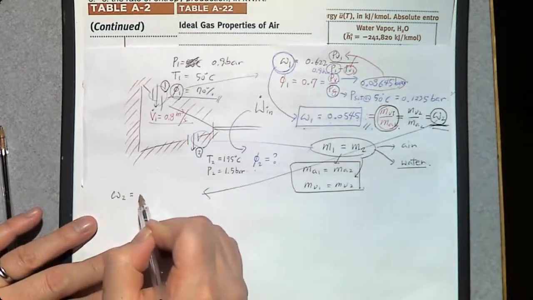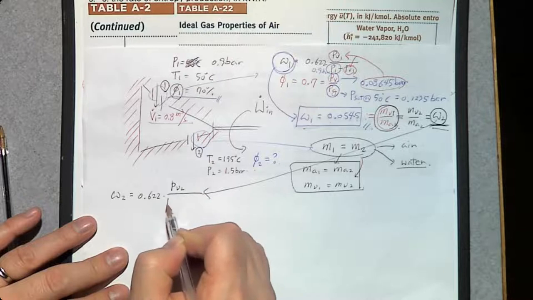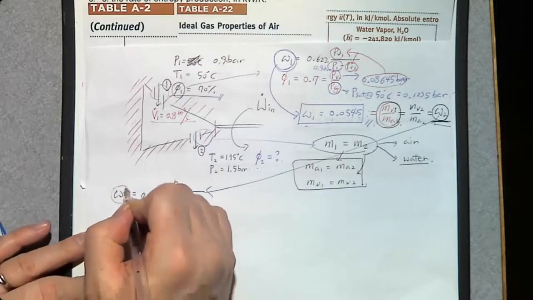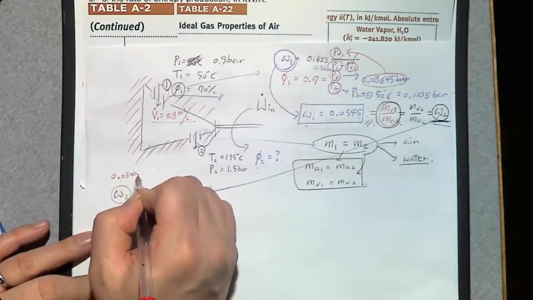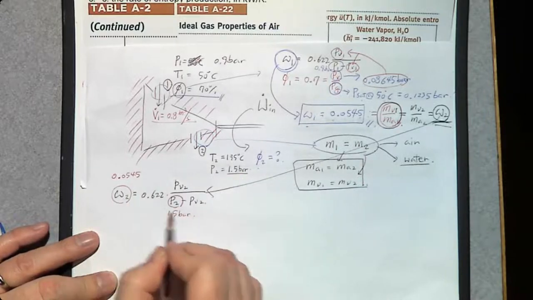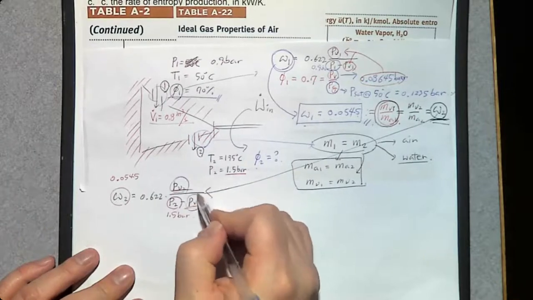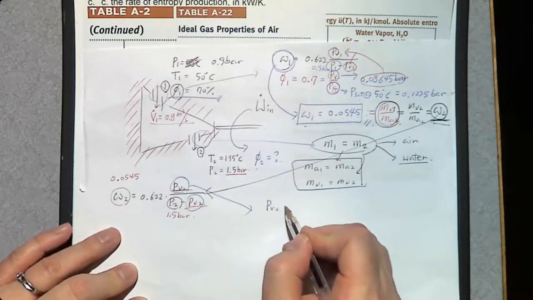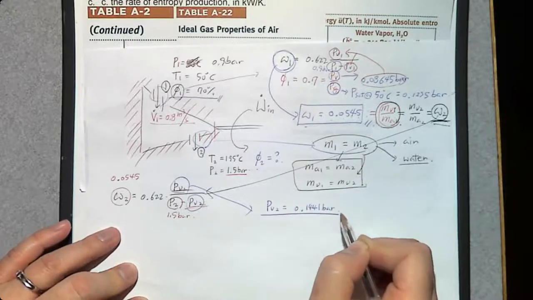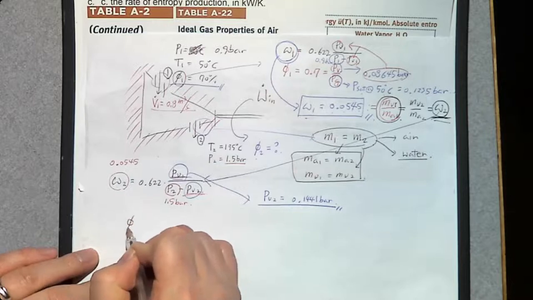And how can we determine omega 2? Omega 2 can be determined by 0.622 times PV2 over P2 minus PV2. And this one is 0.0545. And we know P2, 1.5 bar. Then we have everything but PV2. So we can evaluate PV2. From this equation, PV2 is 0.1441 bar.